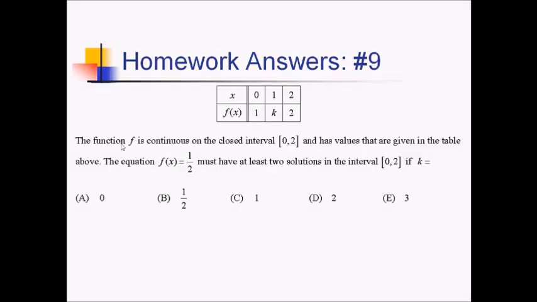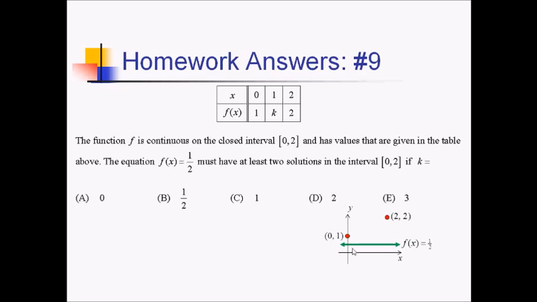For this problem, we have a function f that's continuous on a closed interval from 0 to 2, and they gave us some table values for this. They want to know what value of k guarantees that f of x equals 1/2 has two solutions between 0 and 2. So this can be a little bit tricky, but I think it helps if you graph what we have out. So we have the point 0, 1. We have the point 2, 2, somewhere over here. And we have, I guess you could draw a horizontal line to represent f of x equals 1/2. And we're essentially asking what value of k, there's some point with a 1, something that guarantees we're going to hit this line twice.